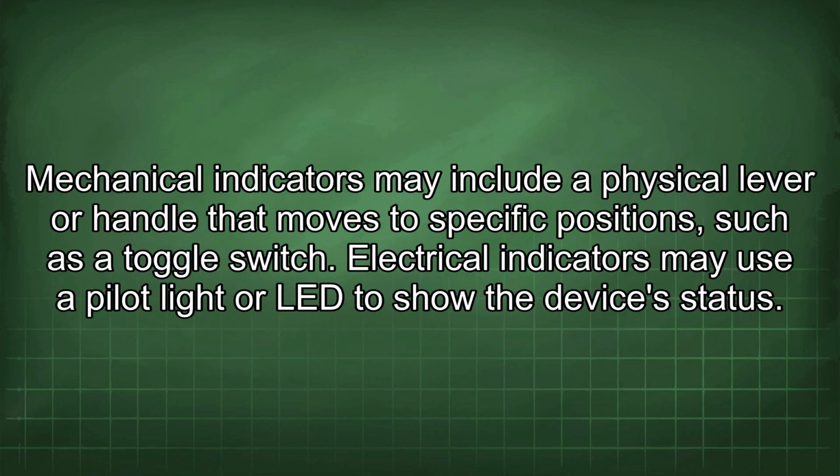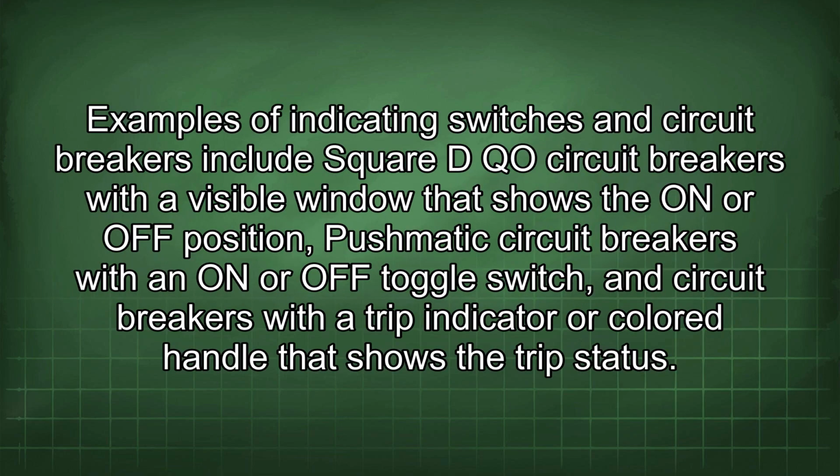Mechanical indicators may include a physical lever or handle that moves to specific positions, such as a toggle switch. Electrical indicators may use a pilot light or LED to show the device's status. Examples of indicating switches and circuit breakers include square DQO circuit breakers with a visible window that shows the on or off position, schematic circuit breakers with an on or off toggle switch, and circuit breakers with a trip indicator or colored handle that shows the trip status.